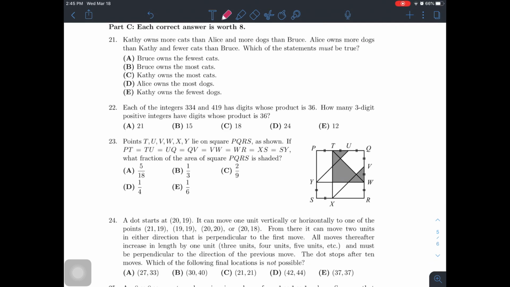Question 21. Kathy owns more cats than Alice and more dogs than Bruce. Alice owns more dogs than Kathy and fewer cats than Bruce. Which of the statements must be true? So what I'm going to do here is draw a table for cats and dogs.